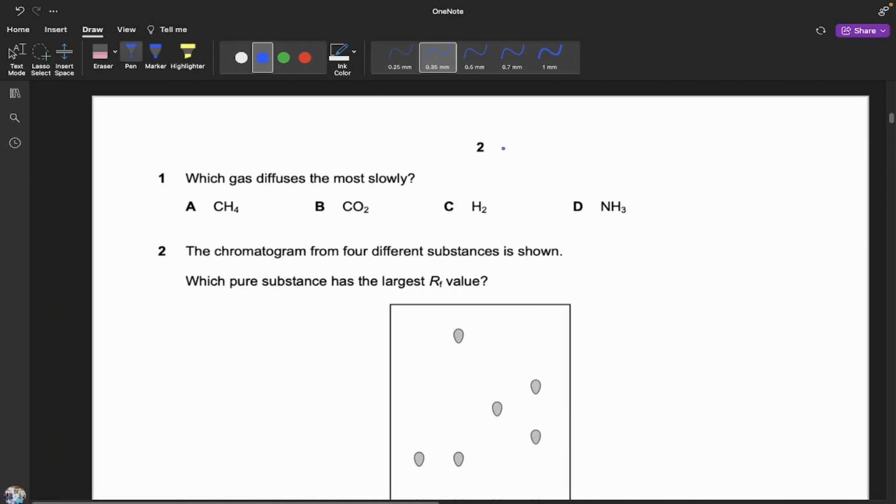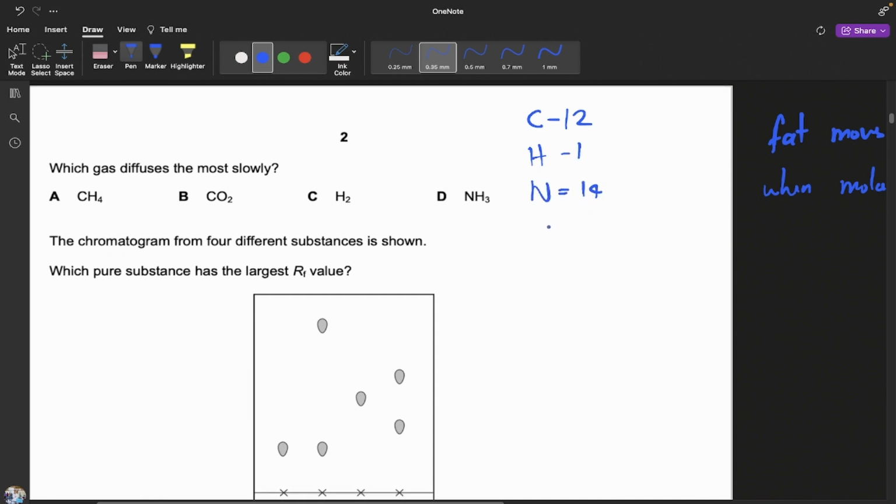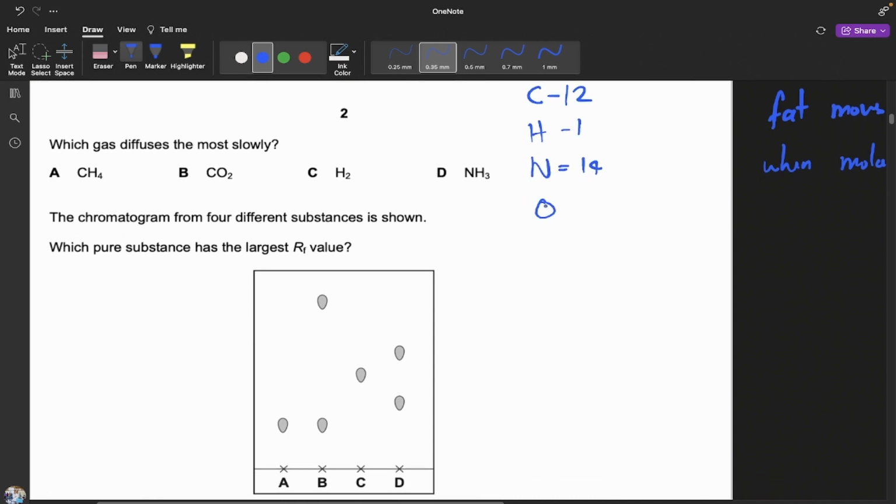So we can calculate the molar mass of each of the substances. In the question, they have not given the molar mass of each of the species, but you should know it. These are common. That is, carbon is 12, hydrogen is 1, nitrogen is 14, and oxygen is 16.